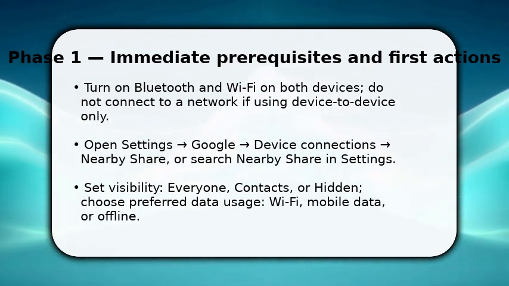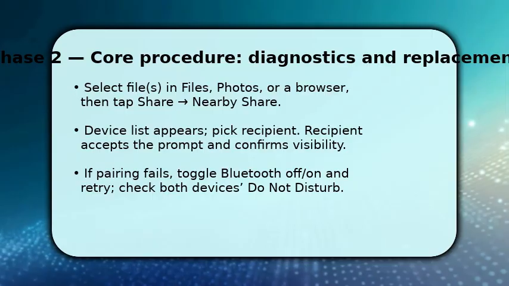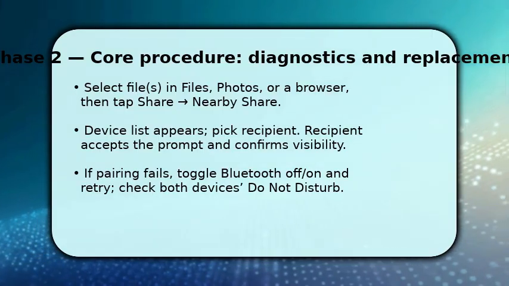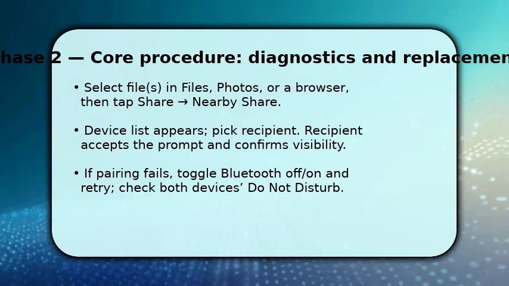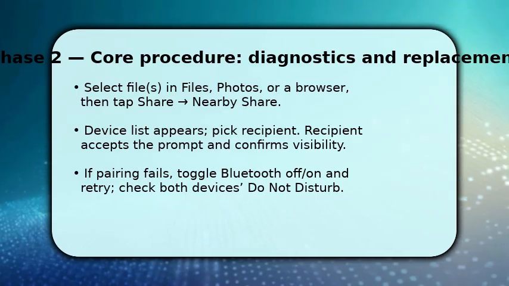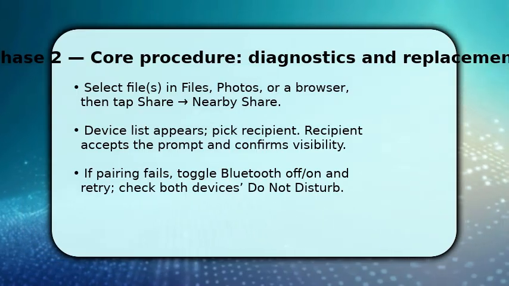Next, select the file or folder you want to send and tap Share, then choose Nearby Share from the menu. You'll see nearby devices. Tap the recipient's name and wait for them to accept. The recipient must confirm visibility and accept, which establishes a secure connection.